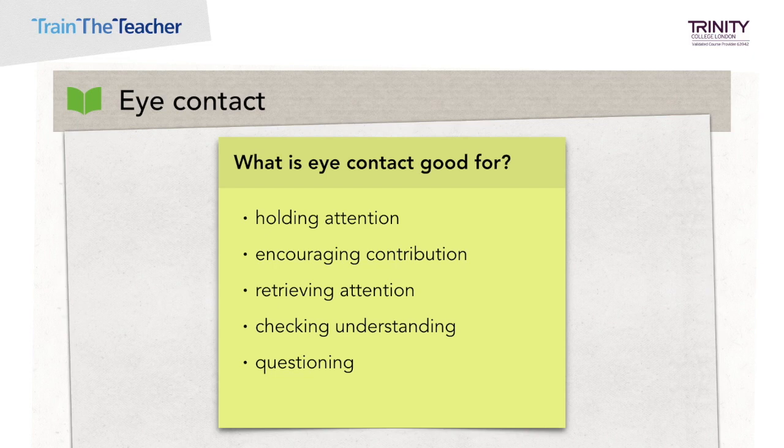We use eye contact when we want to check an understanding. A sweep of the room, for example. Eye contact can also indicate questioning, particularly when combined with facial expression.